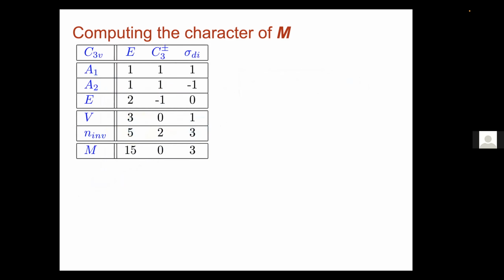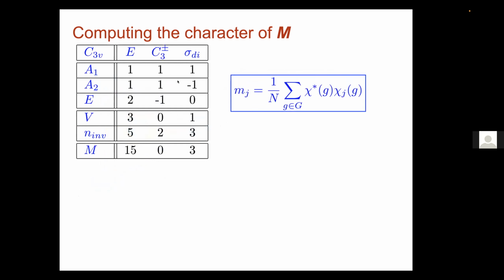So, in this case, these will be the operations. For these three irreducible representations, I look at the tables. The tables give me the characters. For the vector representation, I use the general formulas that give me, I don't construct any matrix, the general formulas, 3, 0, and 1. Now, for the mechanical representation, I need the number of invariant atoms, 5, 2, and 3.